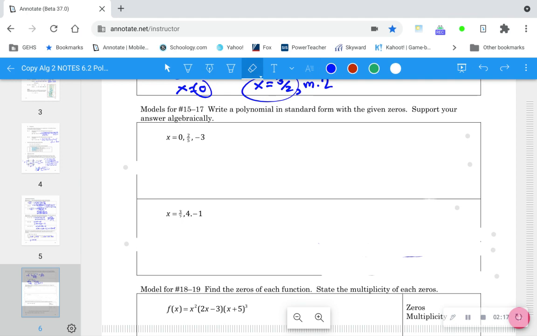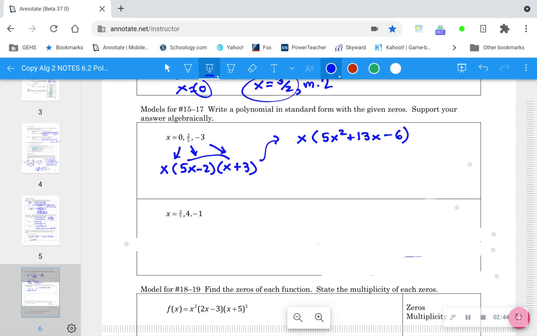You work backwards from the answers, and the first answer is x equals 0, and it generates a factor of x. The next one, 2/5, generates a factor of 5x minus 2. And to get that answer of negative 3, you'd start out with a factor of x plus 3. And then you have to put this in standard form. So I FOILed out the back half of it. This is where I get the 5x squared. There's a 15x minus a 2x. That's where the 13x comes from. And finally a minus 6 there. Once you've done that, you distribute the x.